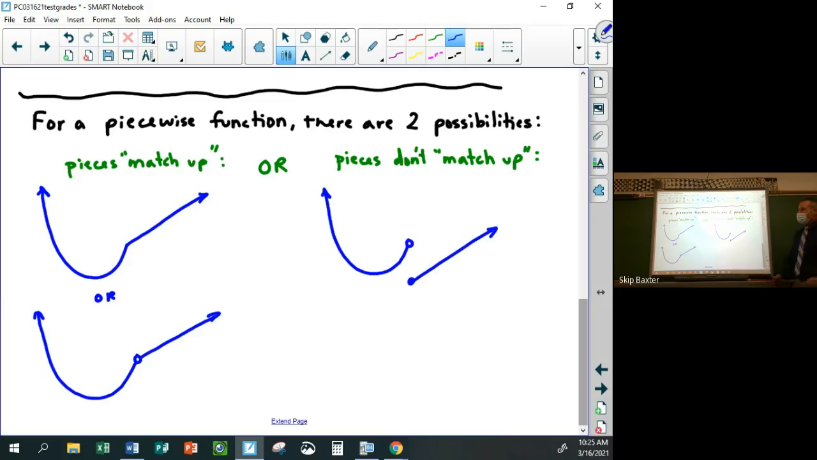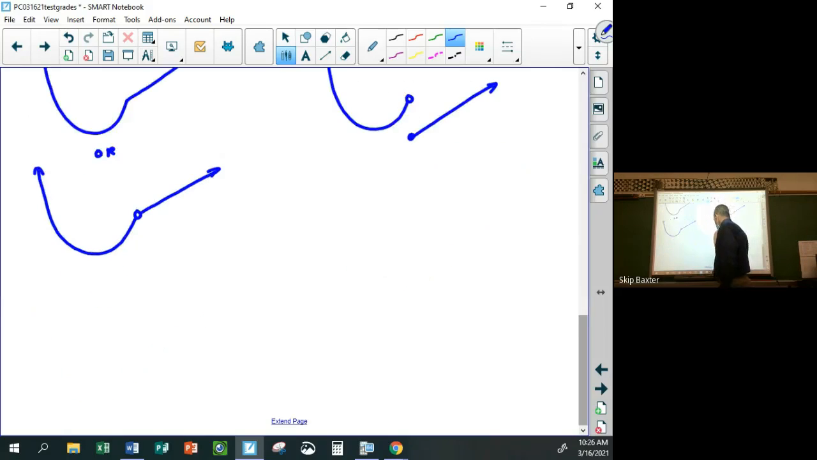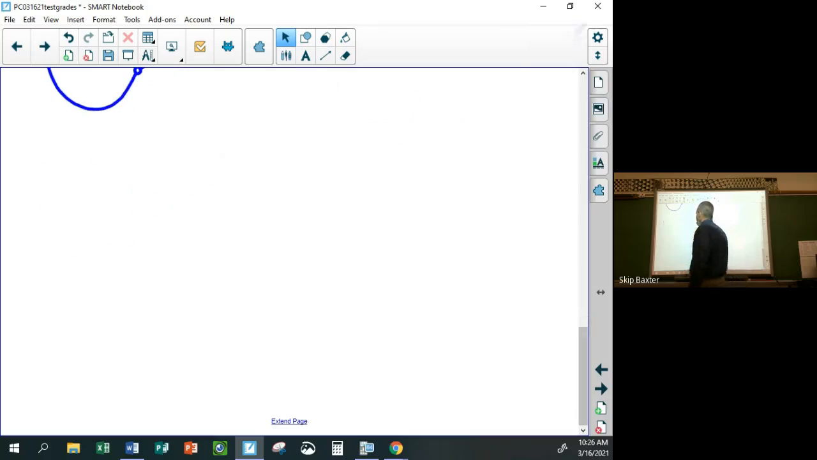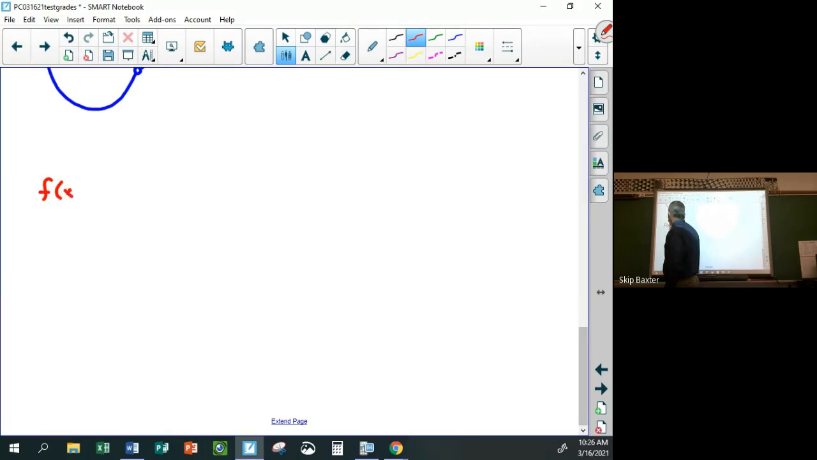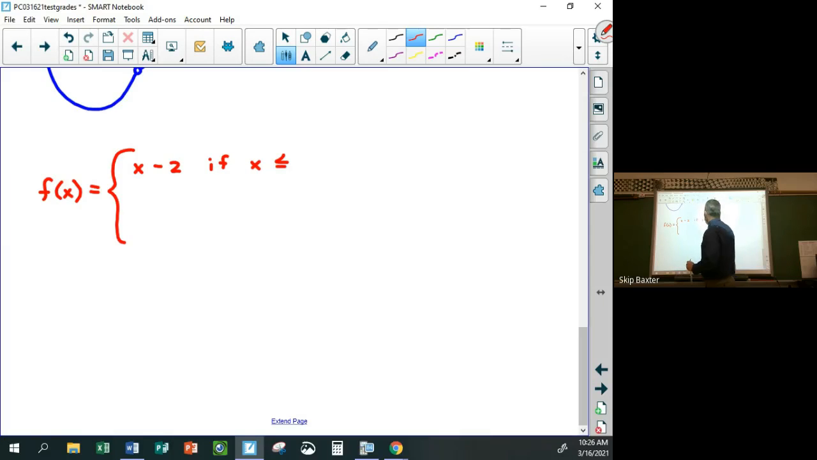So the question is, is there a way to determine which of these possibilities is actually occurring by looking at the function analytically and not knowing what its graph looks like? For example, suppose I have something like f of x equals, let's suppose the function is x minus 2 if x is less than or equal to 3, and suppose it's x squared minus 8 if x is greater than 3.